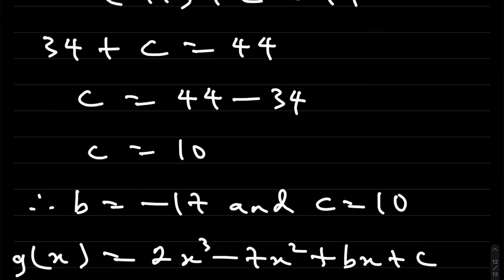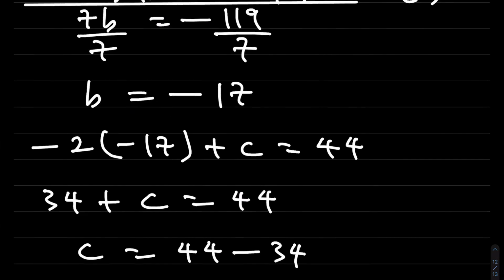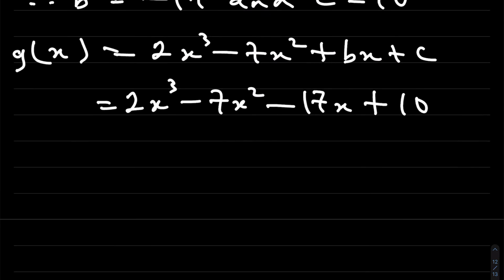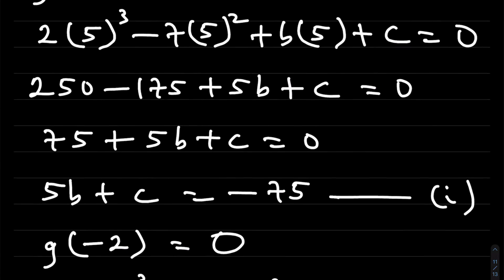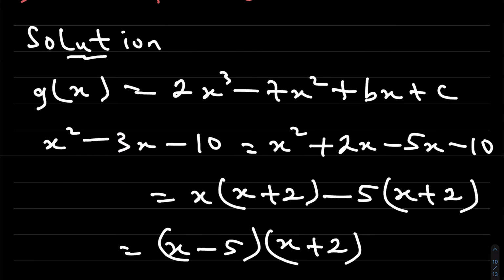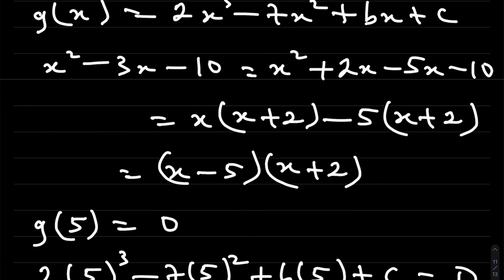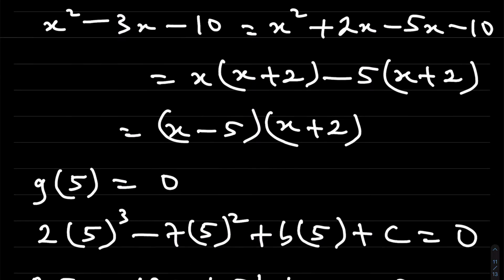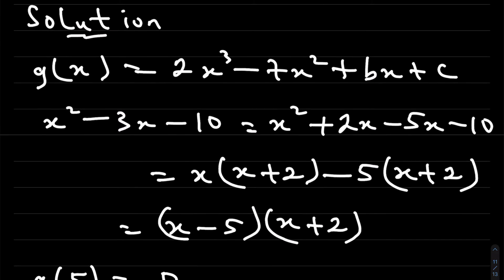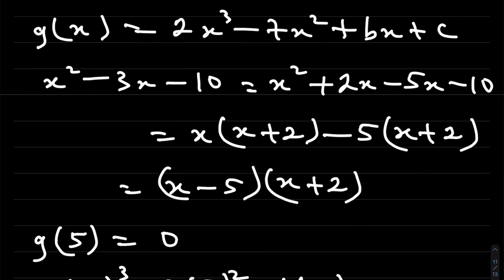We already know one of its factors. Okay, we even already know two of its factors. Let's see. Yeah, x squared minus 3x minus 10 is a factor of g of x. And x squared minus 3x minus 10 is the same as x minus 5 times x plus 2. So that means x minus 5 and x plus 2 are also factors of g of x. Now we need only one more factor of g of x. So we just divide g of x by this factor of it, which is the quadratic factor.